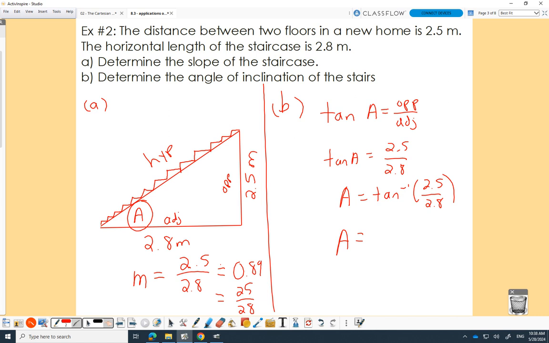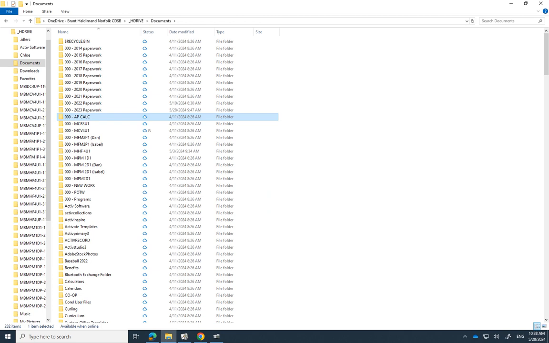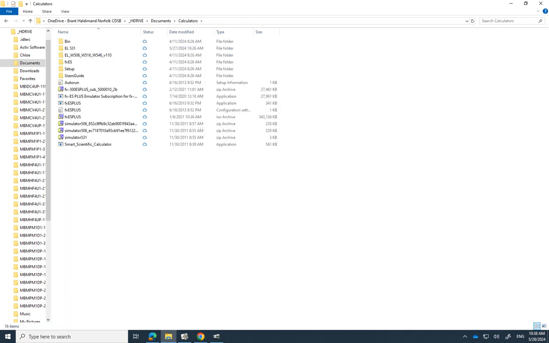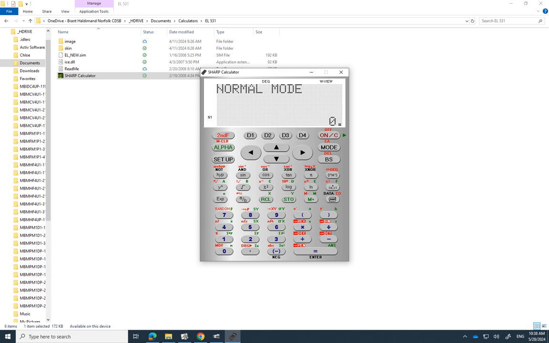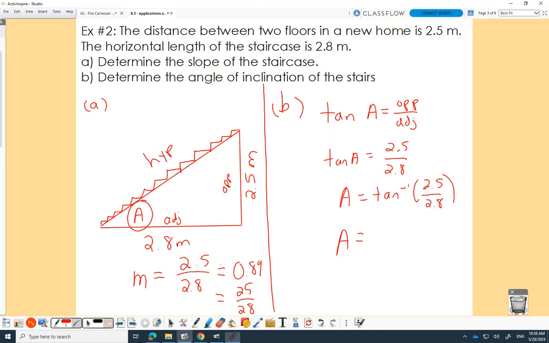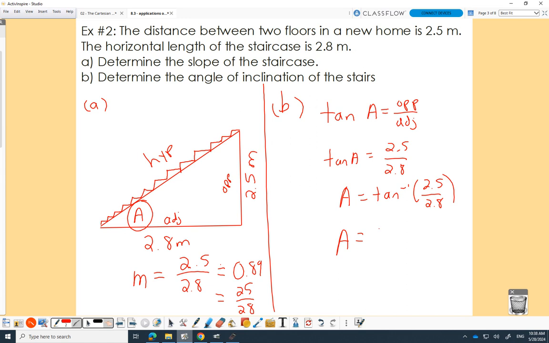And for the sake of the video, just in case you don't know how to do this in your calculator, let me get my calculator on the screen. And I'll do it, and then we'll compare answers, friends. In degree mode, tan inverse of 2.5 over 2.8. Close the brackets to make it all look beautiful. Answer, do you get 41.7? 41.8. I'll go to one decimal place.